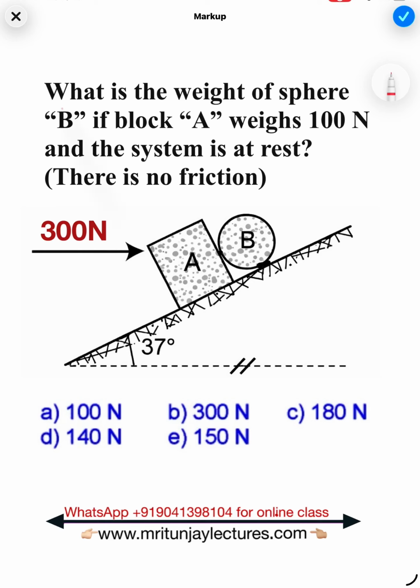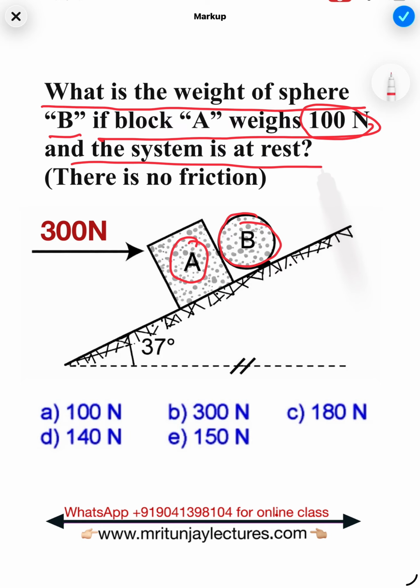Now, question of the day. First, I'll read the question. What is the weight of sphere B? Our target. What about sphere B? Weight. If block A weighs how much? 100 Newton. This block weighs how much? 100 Newton. The system is at rest.